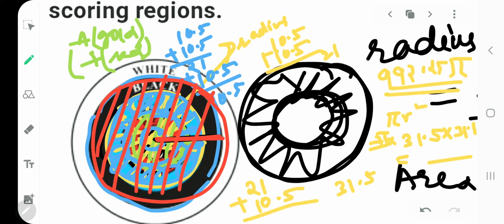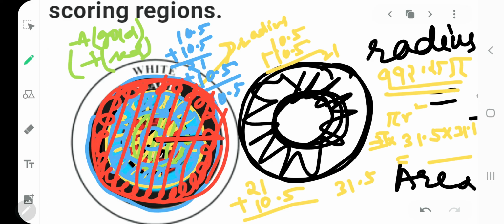From that area, I have to subtract the red region, gold region, and blue region, and that will be your neat black ring area. Got my point clear? I'm making you understand the concept. I hope you can do it. Calculations are your department. You can do it very well. I'm explaining the concept of the problem.